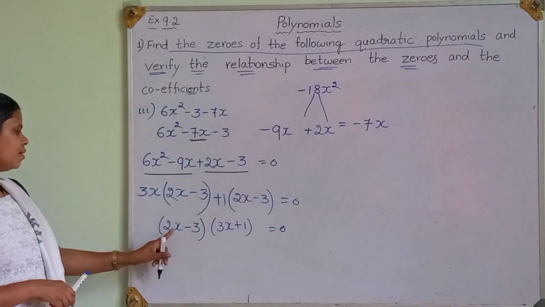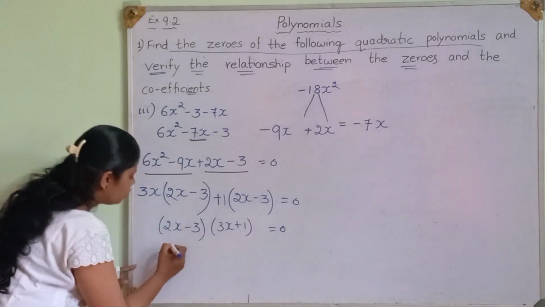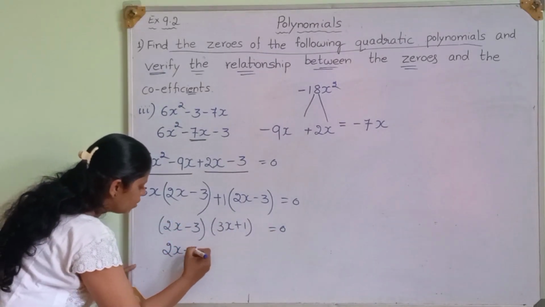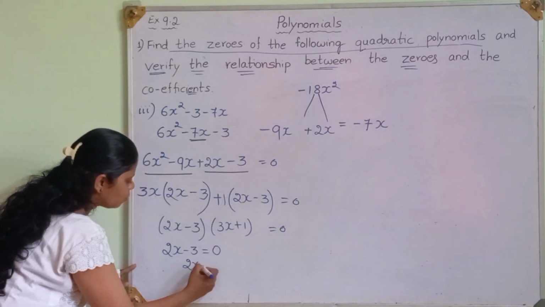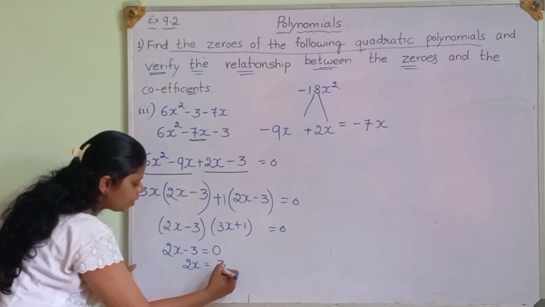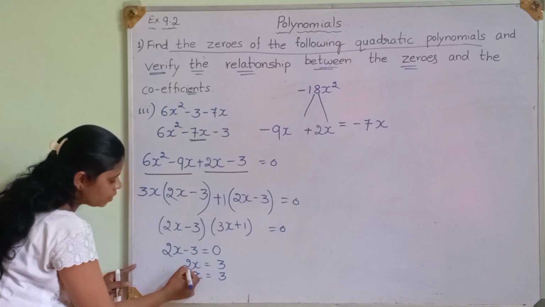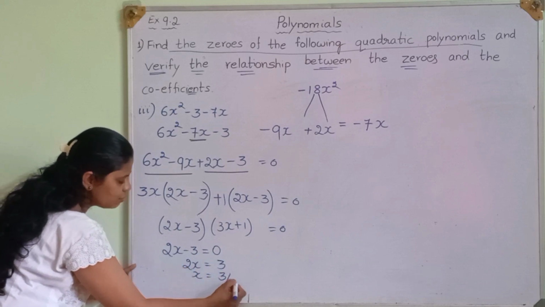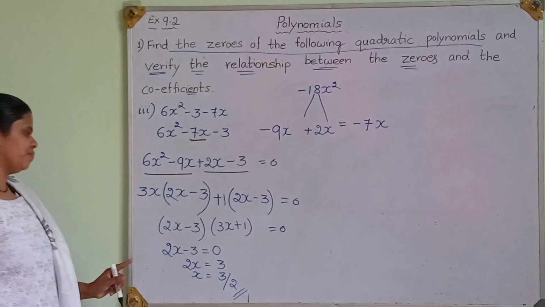First, let me equate this 2x minus 3 to 0. 2x minus 3 is equal to 0. 2x is equal to 3. When it crosses the equal to sign, it becomes plus 3. It is in multiplication. When it crosses this side, it becomes division. Therefore, x is equal to 3 by 2.